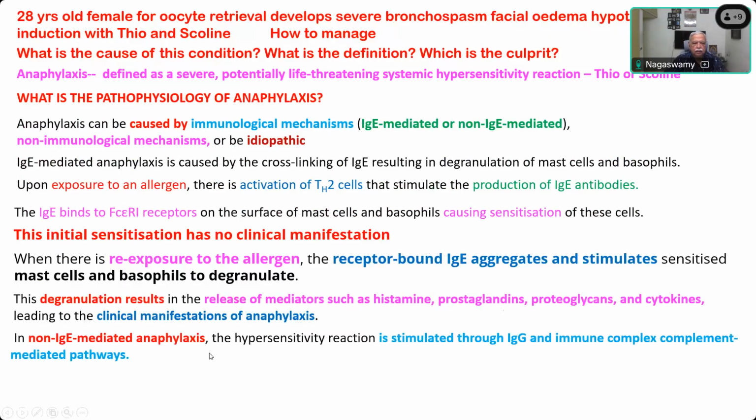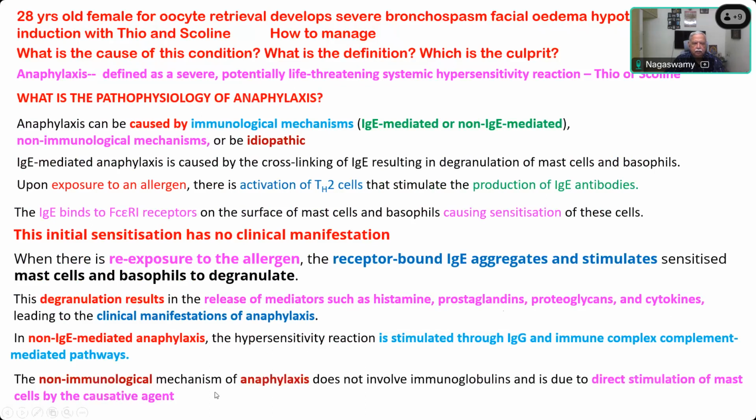Whereas in the non-IgE mediated anaphylaxis, the hypersensitivity reaction is stimulated through IgG and immune complex complement mediated pathway. And this non-immunological mechanism of anaphylaxis does not involve immunoglobulins and is due to direct stimulation of mast cells by the causative agent.